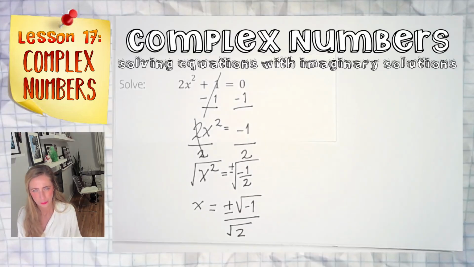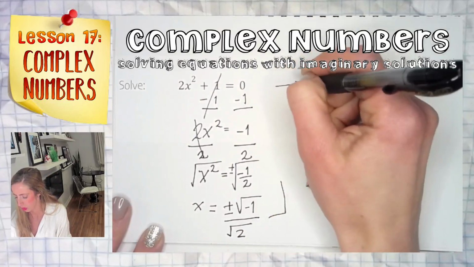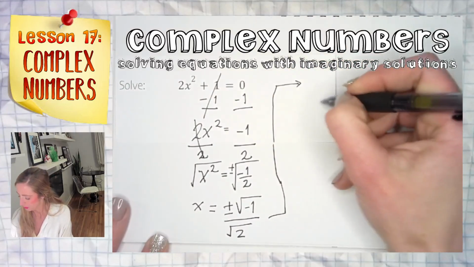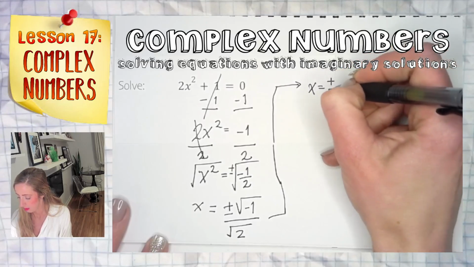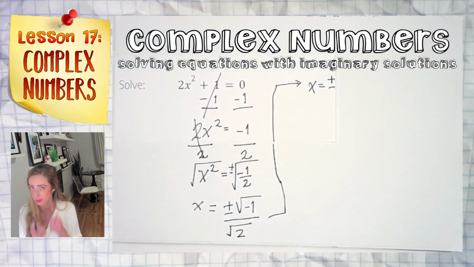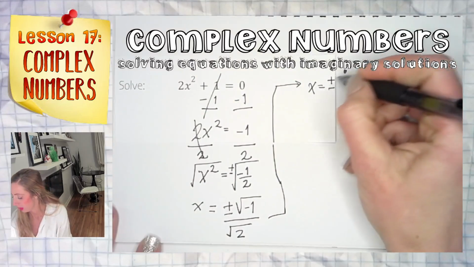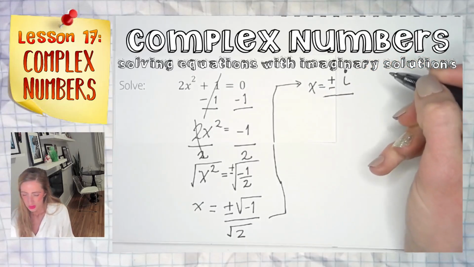All right, let's keep it moving, a little at a time. Don't you worry your pretty little face. Where are we going now? Well, x equals plus or minus. What's the square root of negative 1? Did you say i? I hope so. Over the square root of 2.